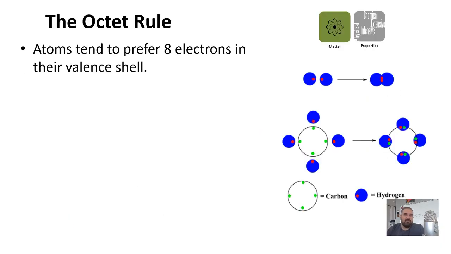So next up we have the octet rule. And what is the octet rule? It tells us that atoms tend to prefer to have 8 electrons in their valence shell.